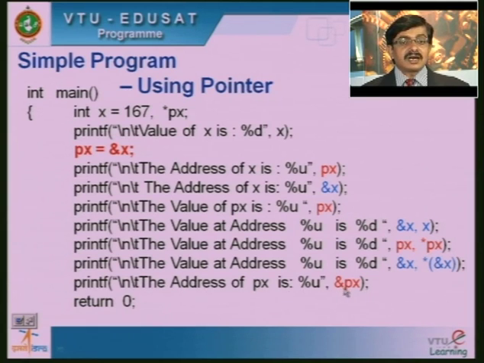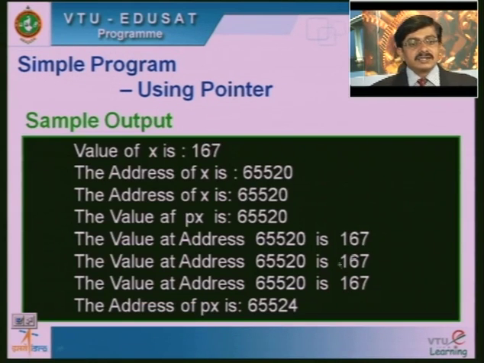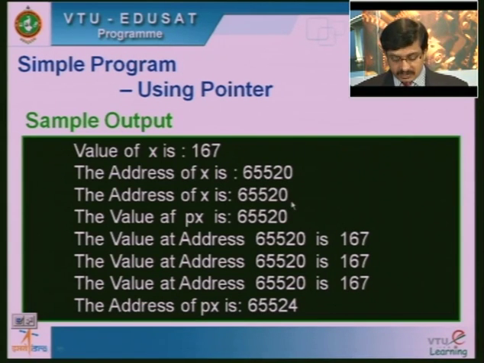The ampersand px is the address of the pointer variable px. This could be a different location where the pointer is stored. So in this code we can see in the output that the address of the pointer is 65,524, whereas the address of x is 65,520. Likewise, we can perform various ways of printing the addresses of the variables.